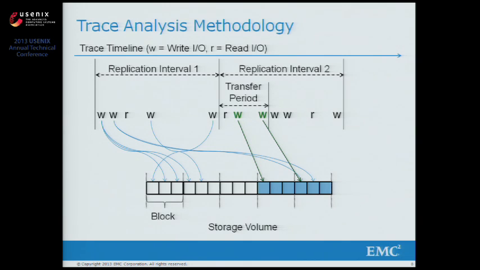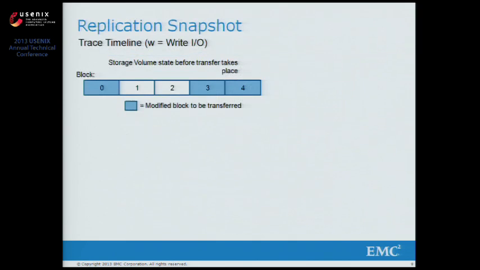And I should say that for the transfer period, that really depends on the network bandwidth. And in our experiments, we consider network bandwidths as low as T1, 1.5 megabits per second, and up to a gigabit per second. And remember that even a gigabit per second may seem potentially low, but that's per storage volume. And these primary storage systems have hundreds or thousands of storage volumes. And our replication intervals we considered were as short as 15 minutes and as long as 24 hours, and I'll show that in our experiments.